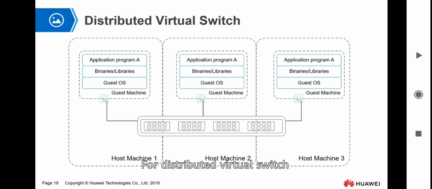A distributed virtual switch is a necessary condition for virtual machine hot migration. Huawei only supports distributed switches in its virtualization solution. The VMware virtualization solution supports both standard virtual switches and distributed virtual switches.